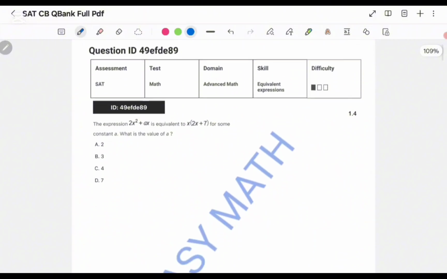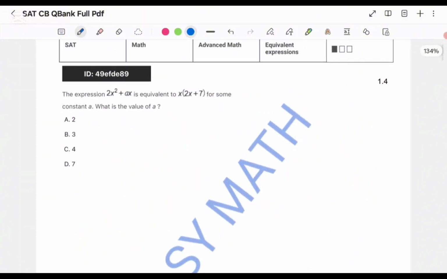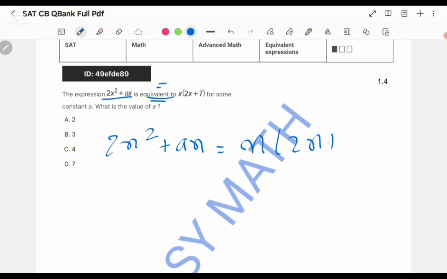So going on, please pause the video and try to do your own. So here we have something which is a little bit working with some variables in the equation itself. It's telling you that this expression 2x squared plus 8x is equivalent, which means equal to 2x plus 7. For some constant A, what is the value of A? It is asking you what is A equal to.